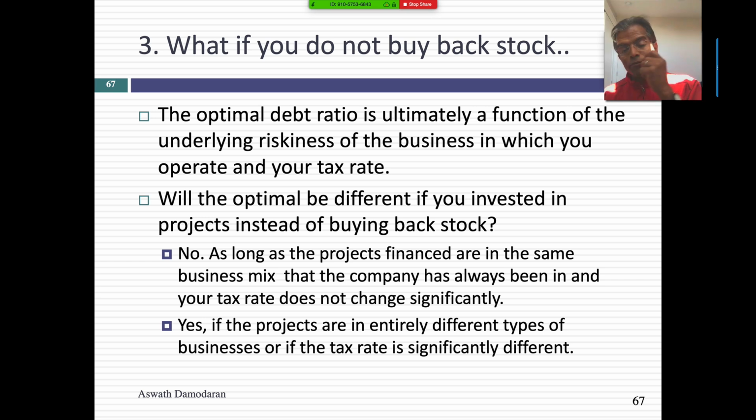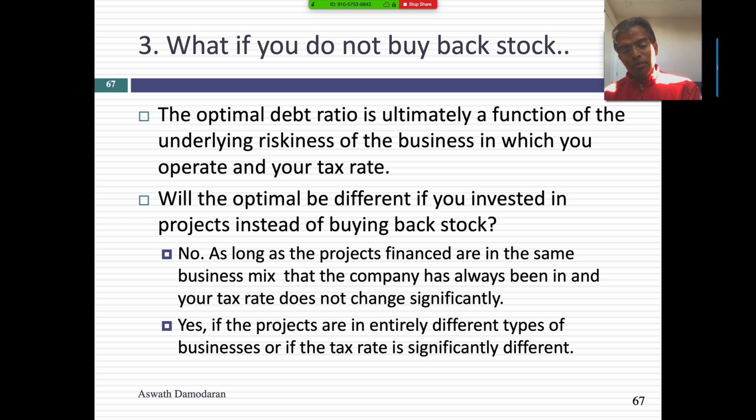Will our optimal be different if instead, remember the optimal of 40%, if instead of buying back stocks, we invested in projects instead? Well, I'll give you the easy answer. No, as long as you stay in the same businesses. You're building more theme parks, making more movies, expanding broadcasting, the 40% will travel. Why? Because you'll just scale up as a company and your cash flows will scale up with you. But if you're planning to borrow money to buy Twitter or Tesla, all bets are off. Because then you're buying a young money-losing company, and that's going to change your optimal debt ratio.